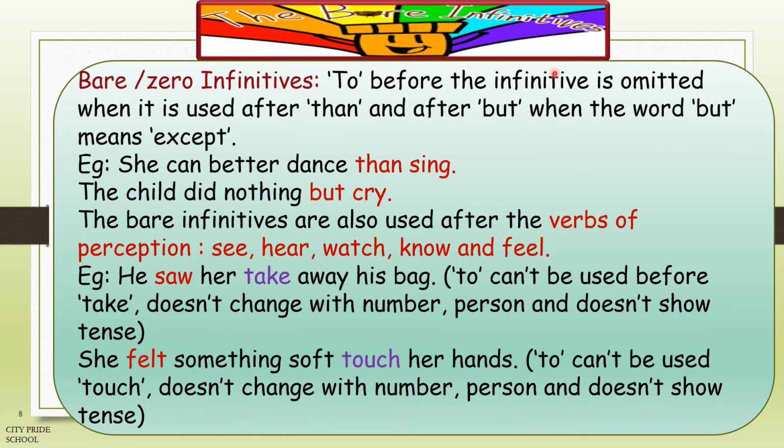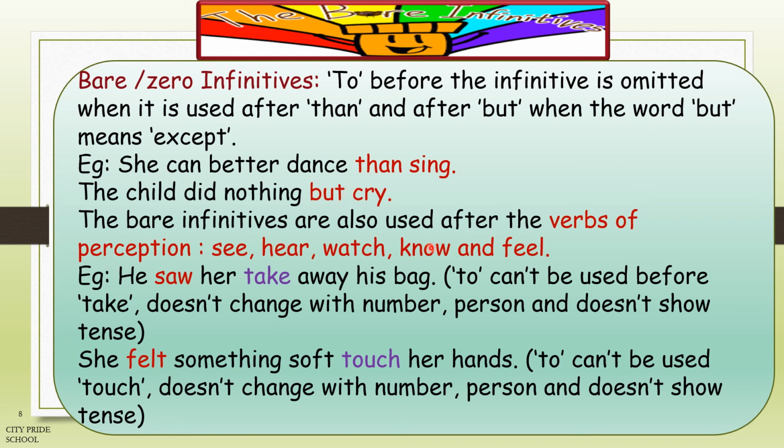To before the infinitive is omitted when it is used after than and after but when the word but means except. She can better dance than sing. So here than will be followed by a bare infinitive. We cannot use, and we should avoid using, to after than. The child did nothing but cry. But here means except: the child did nothing except cry. So we cannot use to here between but and cry.